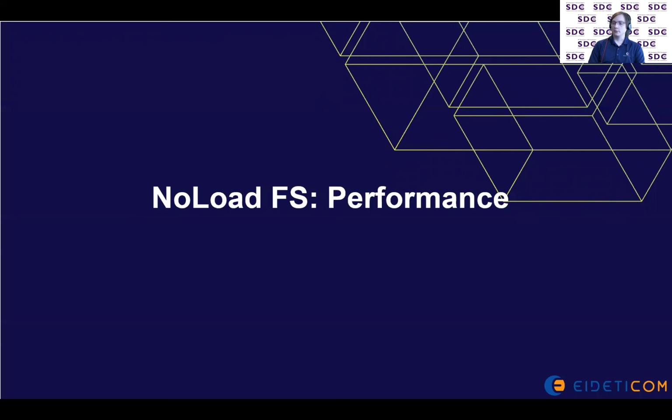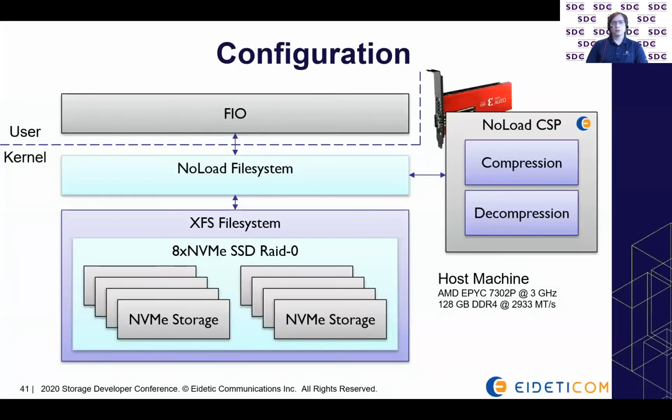Moving on to performance. Performance metrics were gathered using FIO on a NoLoad mount, which was mounted on top of an XFS file system in an 8 NVMe SSD RAID 0 array. I would not recommend RAID 0 for production, but for using minimal hardware for high-speed testing, it's great. This was all run using a NoLoad CSP with a compression and decompression namespace on an AMD EPYC server.